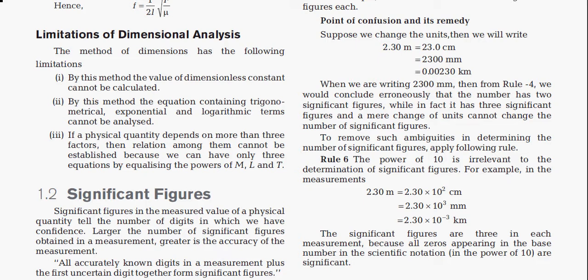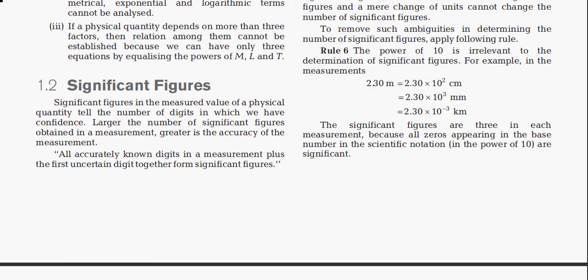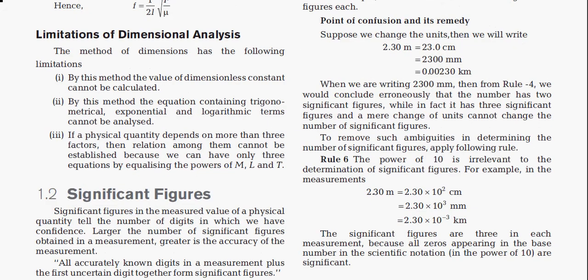Let's talk about significant figures now. A very important topic which we are going to cover right now. The significant figures in the measured value of a physical quantity tell the number of digits in which we have confidence. The larger the number of significant figures obtained in a measurement, the greater is the accuracy of the measurement. All accurately known digits in a measurement plus the first uncertain digit together form the significant figures. Let's see how it will come in the examination. Here we have the problem.